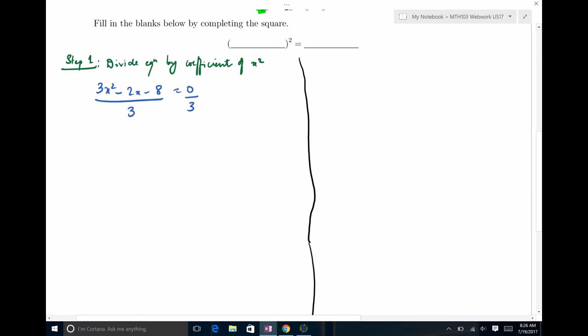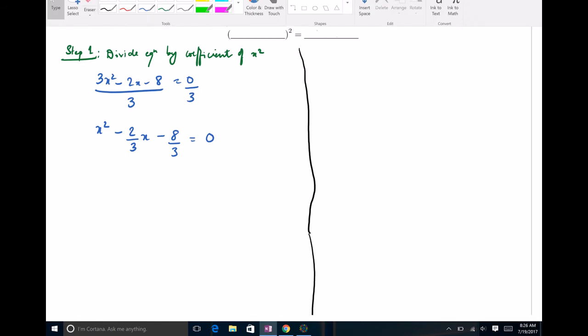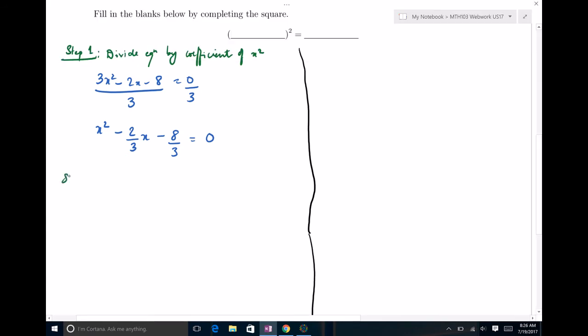So on the left hand side, I get 3x squared over 3 is just x squared. Negative 2x over 3 is negative 2 over 3 x. And then negative 8 over 3 equals 0, as 0 divided by 3 is 0. Now that I've done that, I can move over to step 2, which is to move the constant term over to the other side.